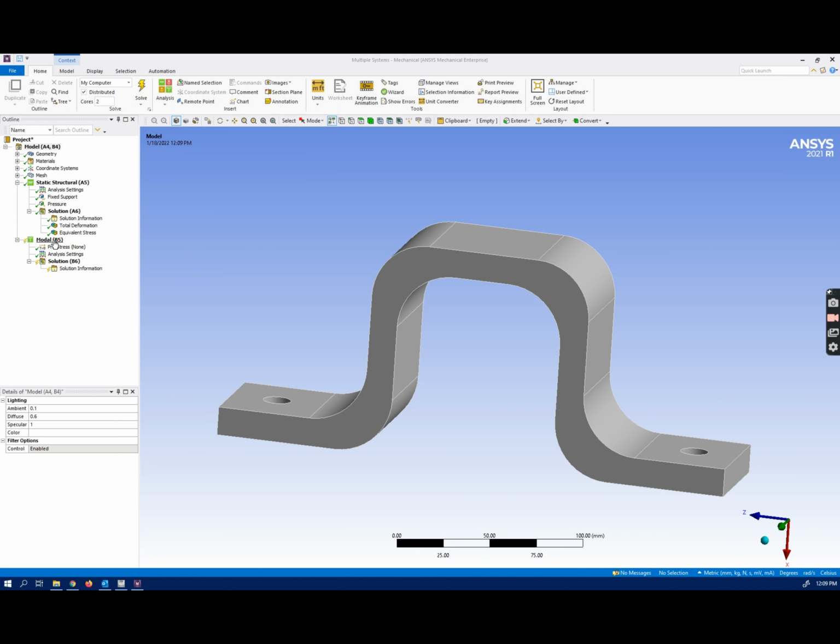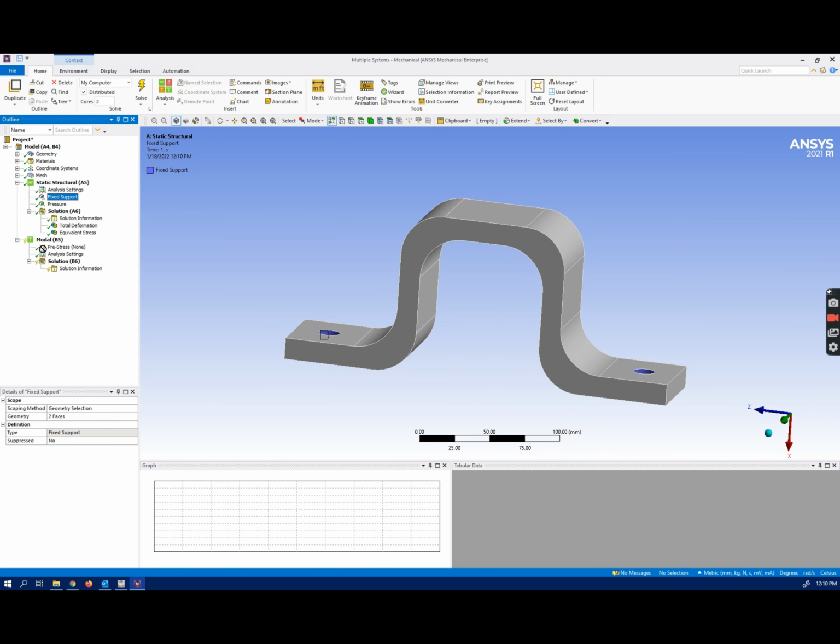Okay, now you can see for the static structural, which we did, everything is here, and now we have modal analysis options available here. So for the modal analysis, the only thing I need is that fixed support, and I don't need to have a load because I'm looking just for natural frequencies. So select the fixed support, drag it to modal analysis. Now I have that fixed support. I copied it here, and that's it. Now let's solve it.